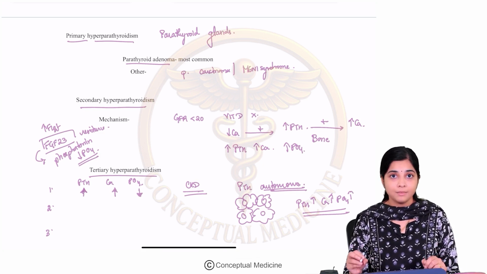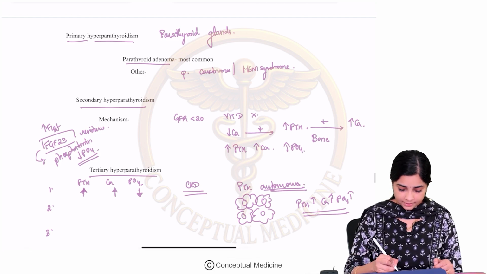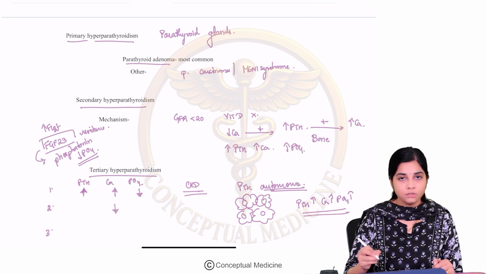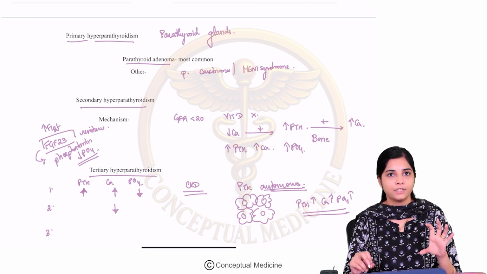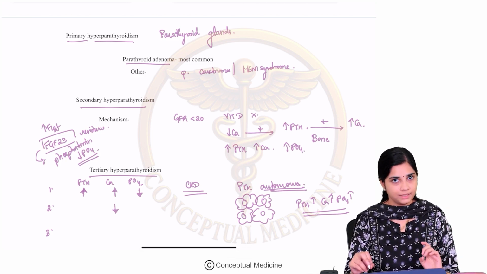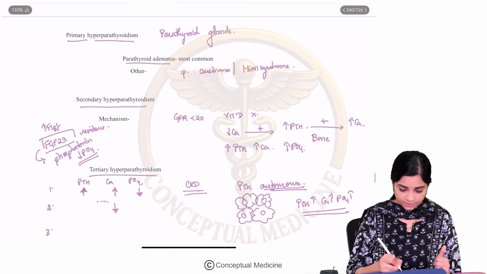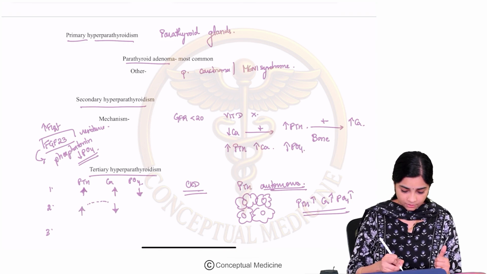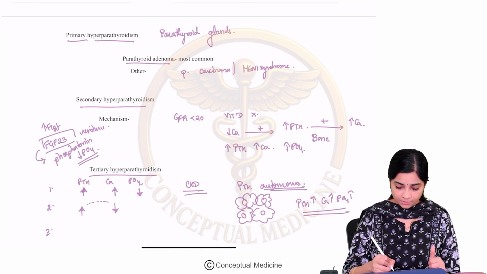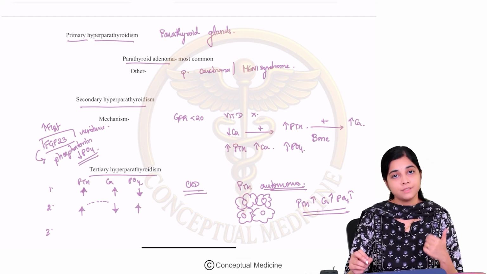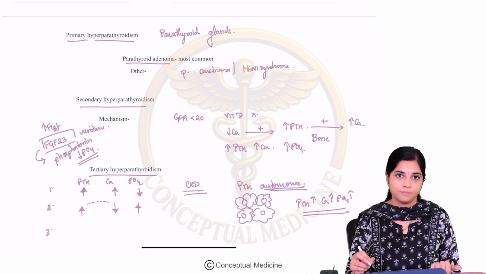In your secondary hyperparathyroidism, what happens? The initial stimulus is that there is a low calcium because of a problem at the level of 1-alpha hydroxylase. There is no activated vitamin D and hence the calcium is low. Now this in turn is going to cause stimulation of your PTH. So your PTH will be elevated in your secondary hyperpara. And what happens to the phosphate levels? The phosphate levels will anyway be elevated because of your resistance to FGF23 action.